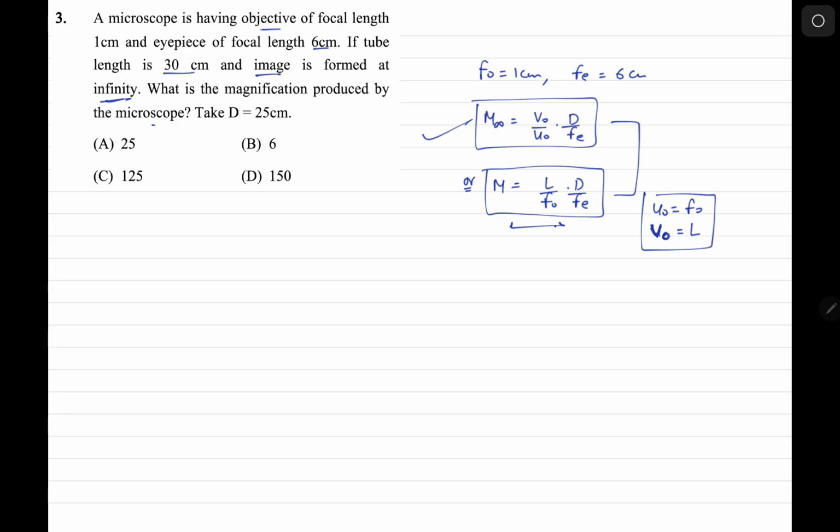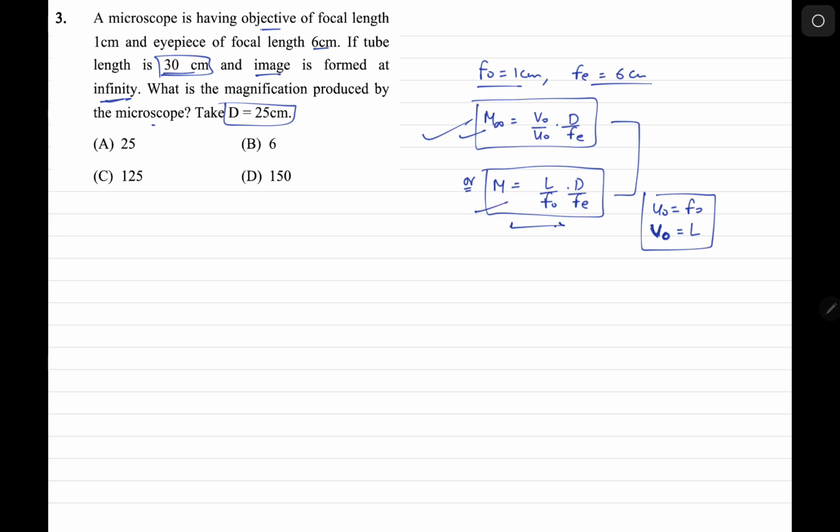So in the question you can see FO and FE are given, length of tube is given, D is given, and the options are there. Now if you see this formula, it will be a little bit complicated, like VO and U are not given, so you have to calculate. So why don't we just check, okay, just go with this formula, right?